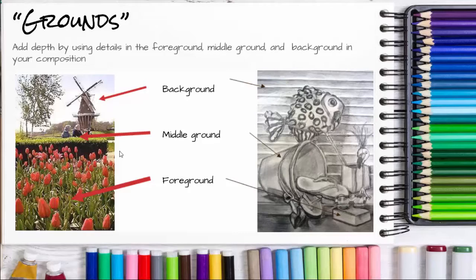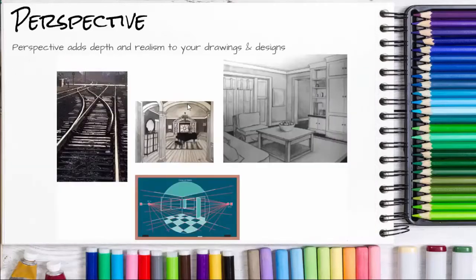So you want to make sure that you have something in the back, something in the middle, and something in front. That gives your drawing depth and perspective. We will have a whole unit on perspective later on in Drawing and Design 1, and then we're going to reinforce it in Drawing and Design 2. It adds depth, it adds realism, it adds just a little bit more to your drawings and designs than not including a background.